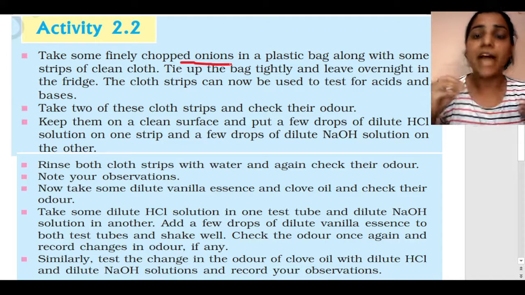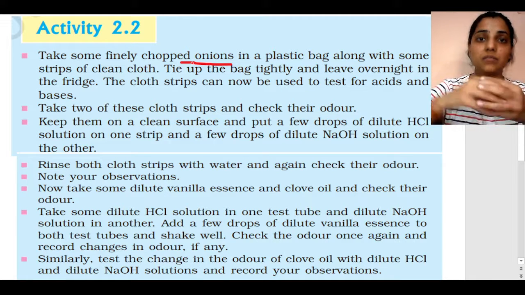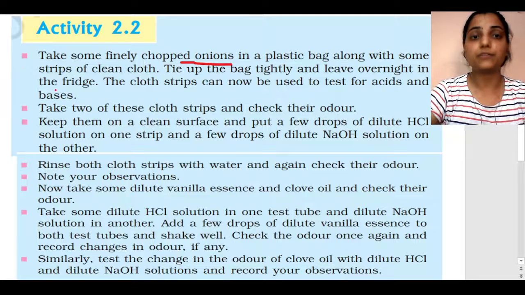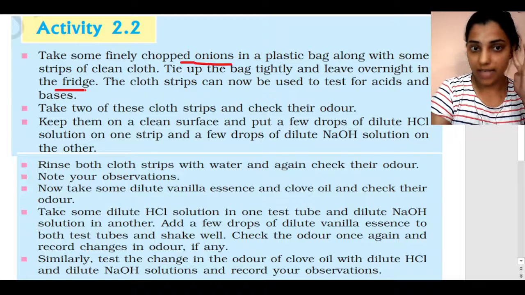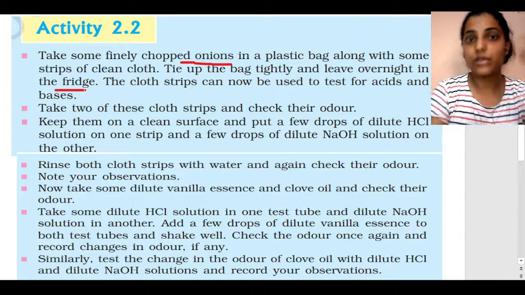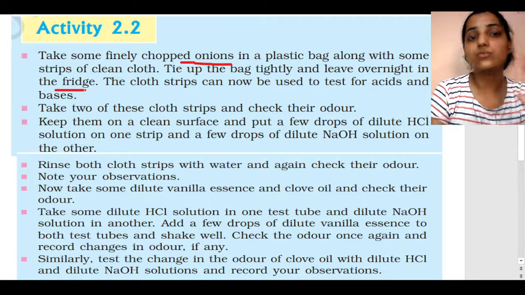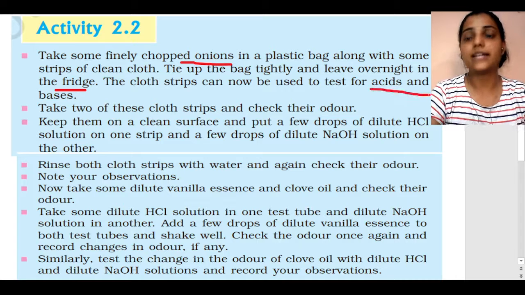Tie up the bag tightly and leave it overnight in the fridge. We have to put the onions in the plastic bag, tie it up and leave it overnight in the fridge. And the cloth strip can now be used to test for acids and bases. So we have taken a cloth strip, isn't it? Now we can use it to identify acids and bases.